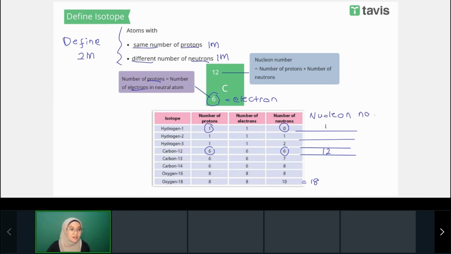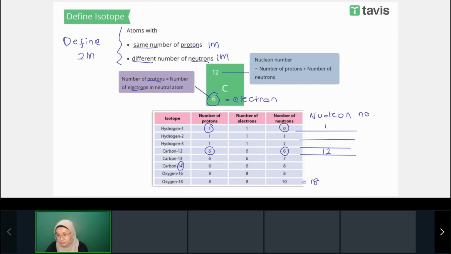Let's take an example, carbon 14. Just now the teacher said the nucleon number indicates the name of the isotope. Carbon 14 must have a nucleon number of 14. So let's see whether it's correct or not.